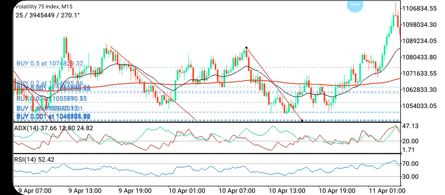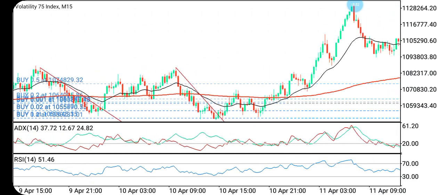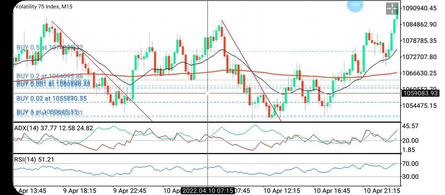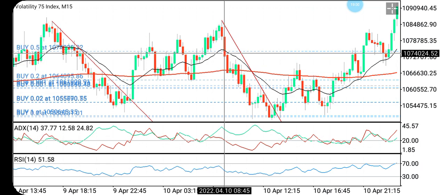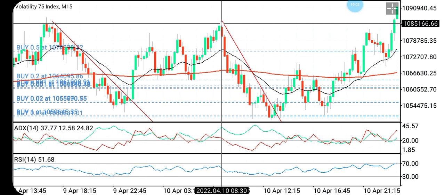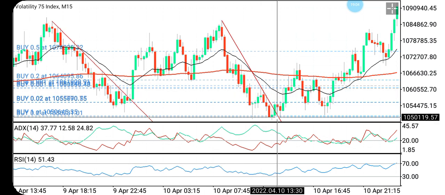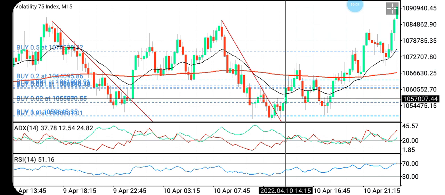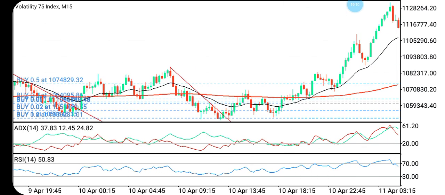Understand? This is how you'll be able to manipulate this market. You wait for your trend line and make sure your trend line has more than one touch. Like this is the first here, this is the second, the third one, it breaks and retests, you buy. Understand? So this is very, very simple, guys.